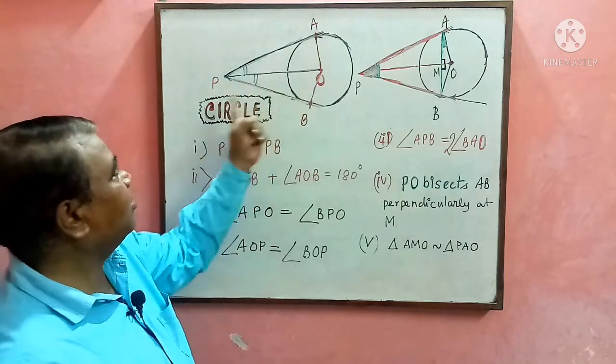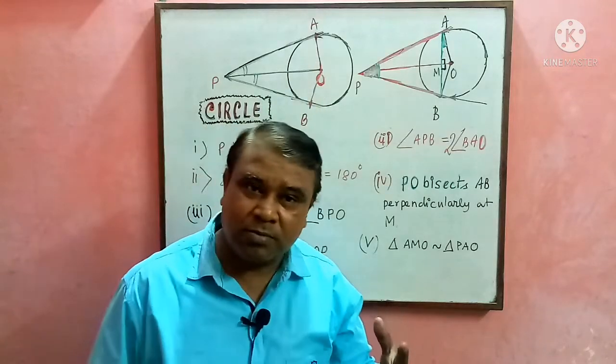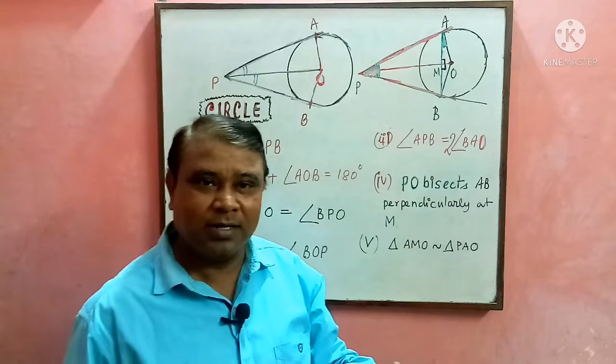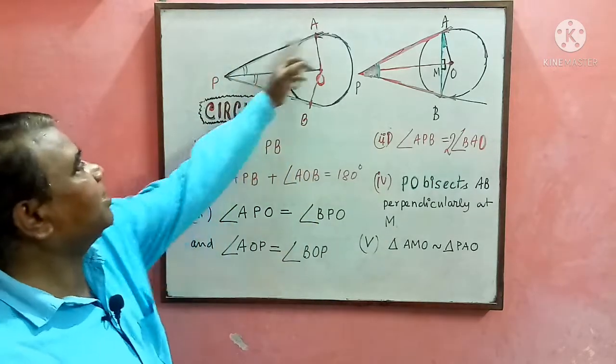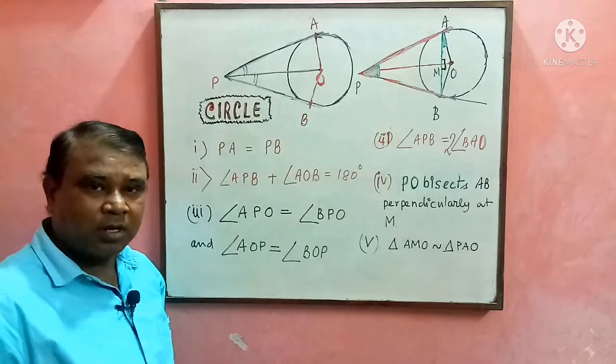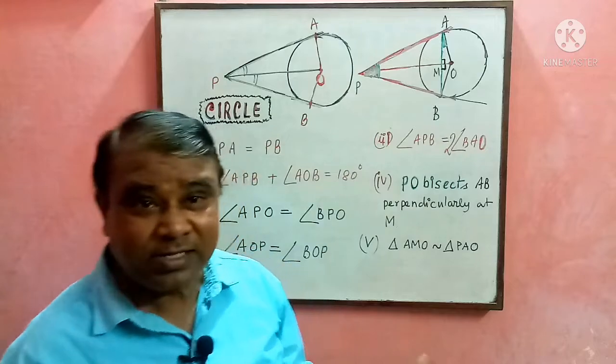Whenever you see two tangents coming from an exterior point to the same circle, their lengths will always be equal. PA is equal to PB. If someone asks me how to prove it, we have congruency.